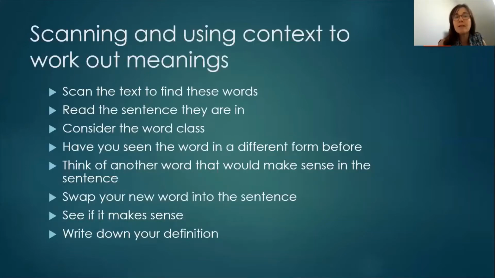So just to remind ourselves about the process that we need to use if we're trying to find a word and work out the meaning. We use our scanning skills, very important in reading, moving our eyes very quickly across the page to find a word, and also using the context of the sentence to work out the meaning of the new word. So the first thing, if you've got a word you want to find out the meaning for, is scan the text quickly and find the word. Read the sentence that word's in. Consider the word class. Is it a verb? Is it an adjective? Is it being used as a noun or an adverb? And that might give you a clue.